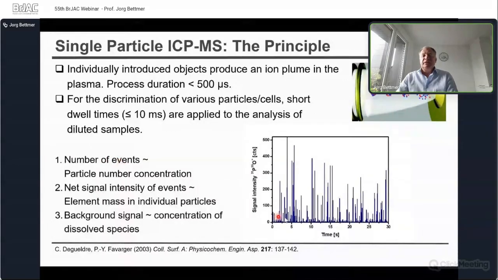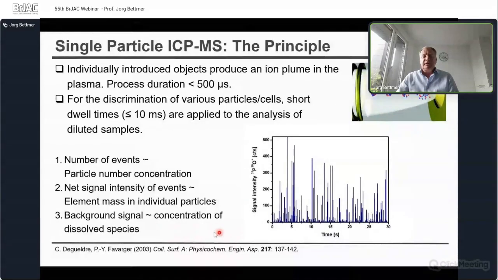The number of events: the more events you detect, the higher the particle number concentration will be. The net signal of each event will give you the information about the elemental mass in the individual particle. For example, if we have this signal here, it gives a signal of, let's say, 150 counts. But in comparison to this one, which reaches almost 400 counts, the signal was much higher. This means that in this particle, the element was present in a higher number, so the elemental mass was much higher.